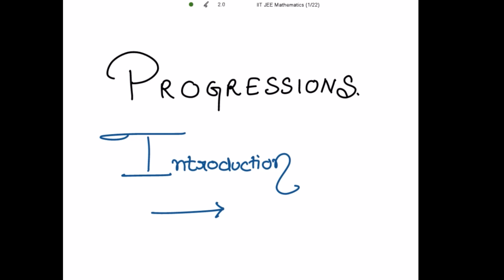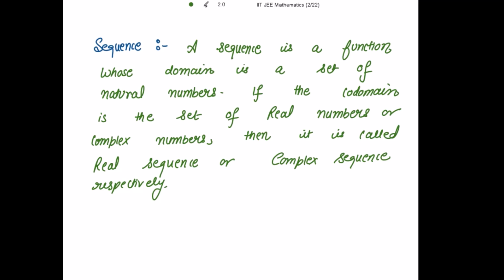Good morning, friends. This new course is about the progressions, and we are going to start the introduction part in this first section. First is the sequence, the definition. A sequence is a function whose domain is a set of natural numbers.